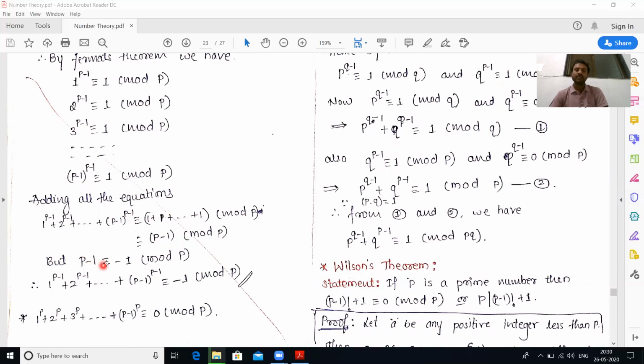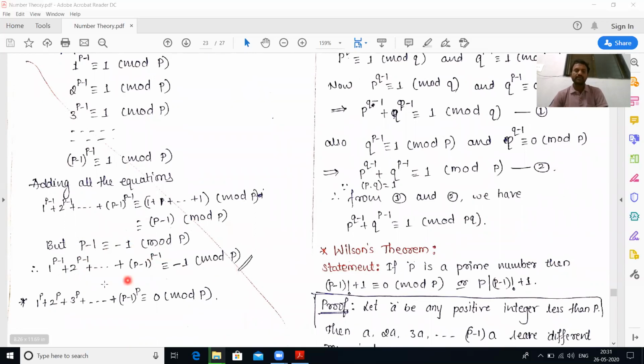Therefore, the left side 1 raised to p-1 plus 2 raised to p-1 and so on plus (p-1) raised to p-1 is congruent to p-1 mod p. But p-1 is congruent to -1 mod p. Therefore, 1 raised to p-1 plus 2 raised to p-1 and so on plus (p-1) raised to p-1 is congruent to -1 mod p.